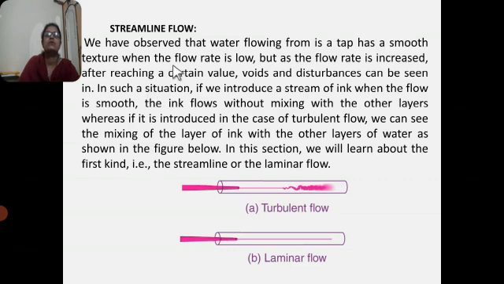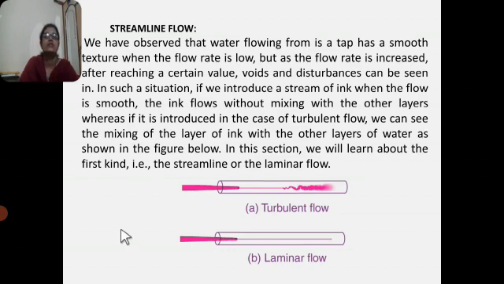In streamline flow, we have observed that water flowing from a tap has a smooth texture when the flow rate is low, but when the flow rate is increased after reaching a certain value, voids and disturbances can be seen. If you introduce a stream of ink, the flow is smooth and the ink flows without mixing with the other layers. Whereas if it is introduced in the case of turbulent flow, we can see the mixing of the layer of ink with the other layers of the water, as shown in the figure below.